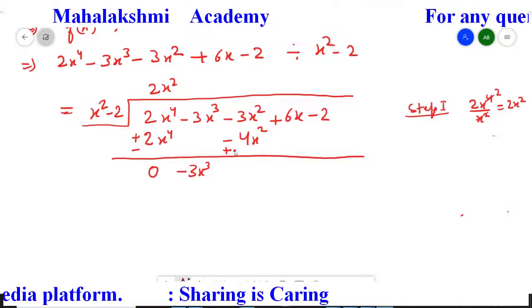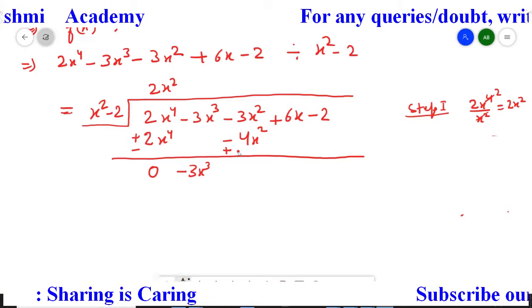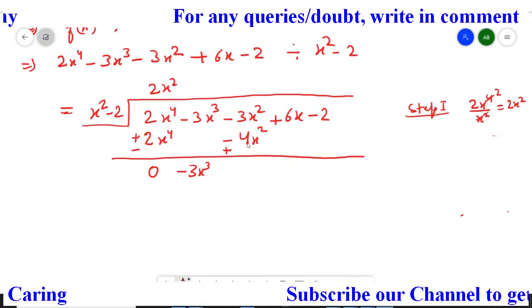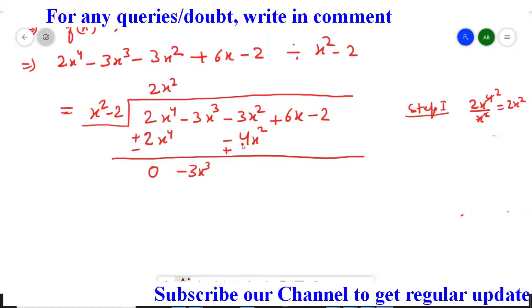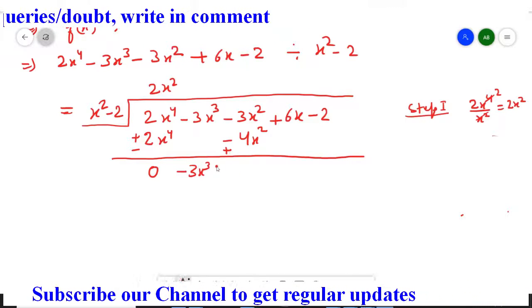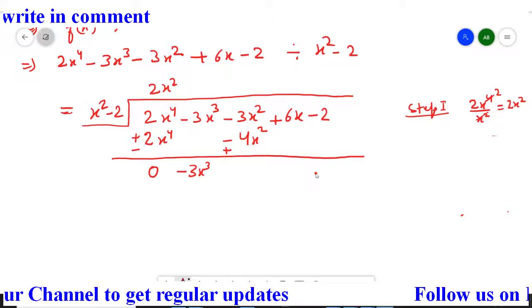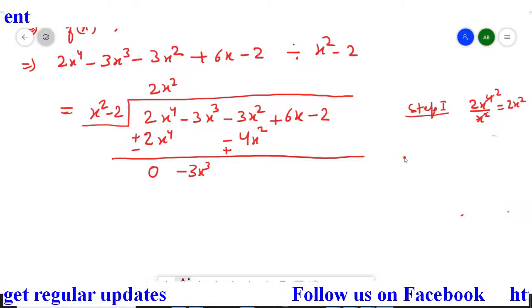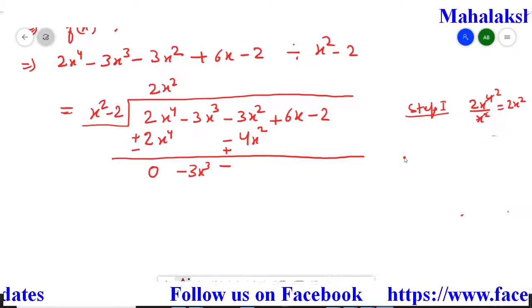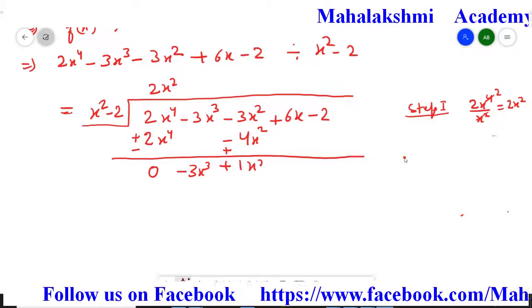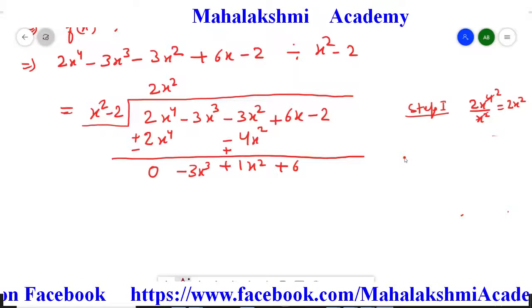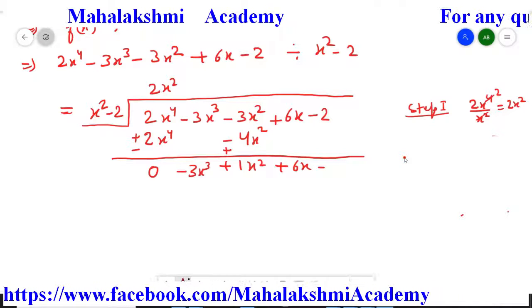So minus plus we have to do minus, and the sign of the big number we have to write down. So when we subtract them we'll get 1, and since the big number is 4, so plus 1. So what we have to write here? Plus 1x square. Now other terms from the dividend just write down as it is.